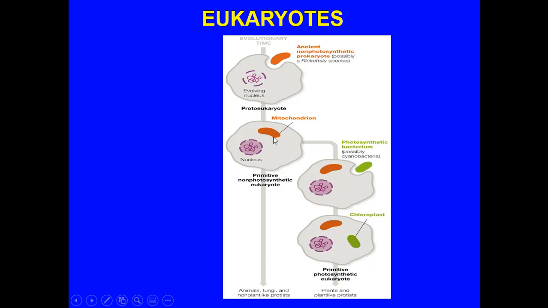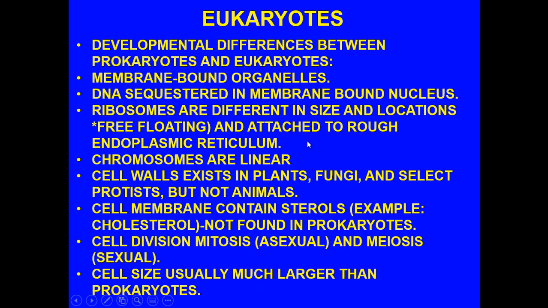So where did the plants come in? Well, one of these organisms instead had another situation where a photosynthetic bacterium, perhaps cyanobacteria, was engulfed, and in this case, it was sustained. And the chloroplast developed, and now you had the capability to have a primitive photosynthetic eukaryote. And this may be the precursor for plants and plant-like protists. Okay? So we move forward from here, and we note that there are some developmental differences between prokaryotes and eukaryotes.